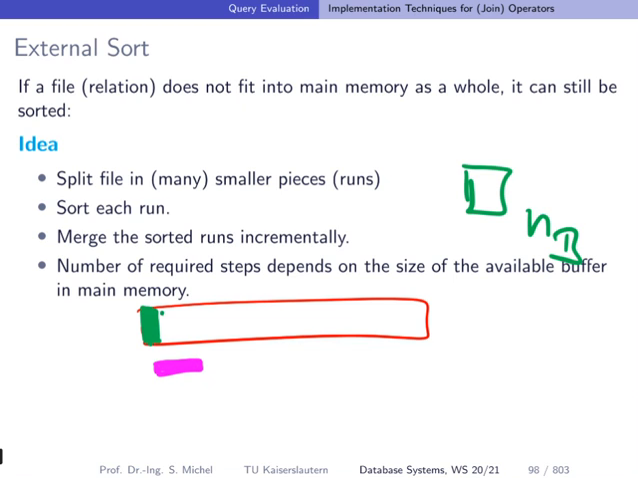Then again we go and read more blocks from the file on disk. We sort them in memory, and we again write them to disk. These sorted files, we also call runs. So we continue: we read from disk as much as we can, sort it in memory, write it in a sorted file on disk, and so on and so forth, right?